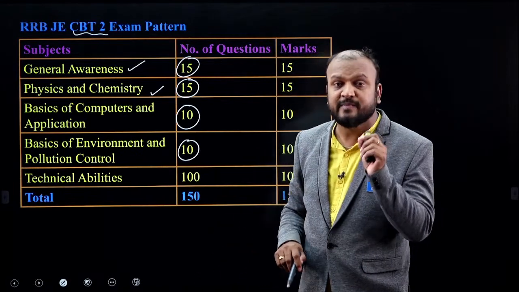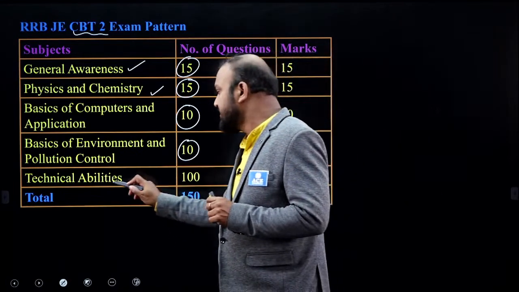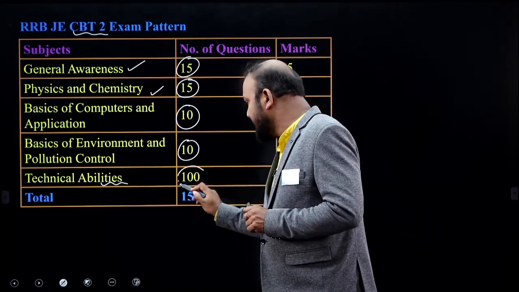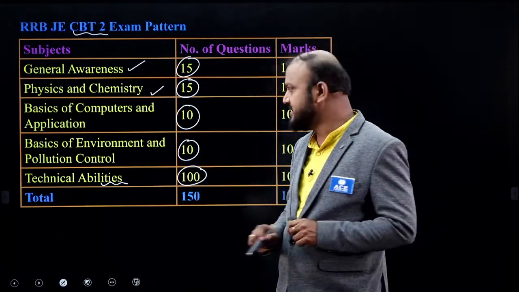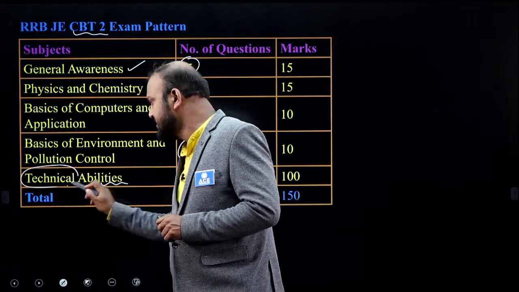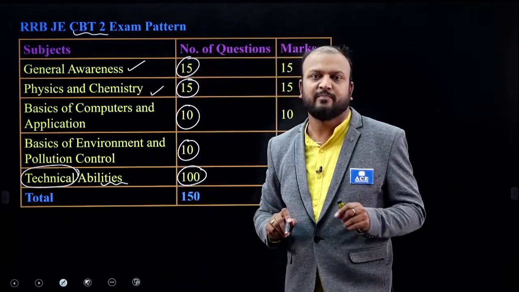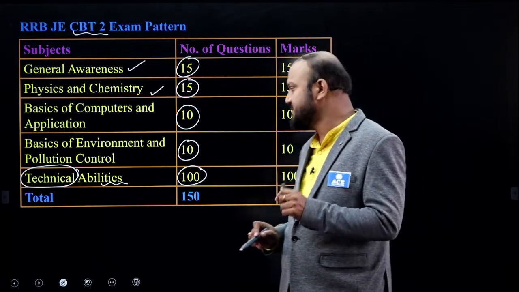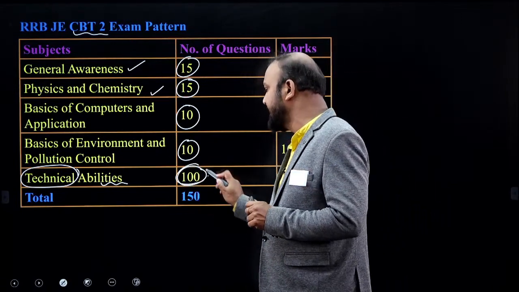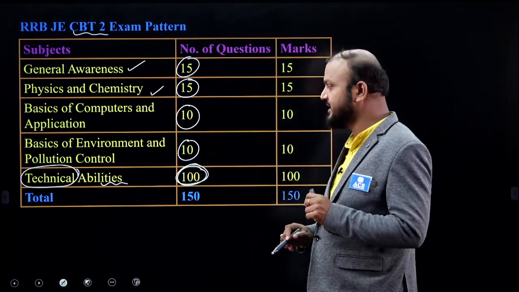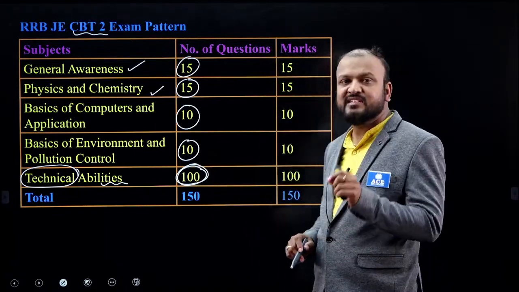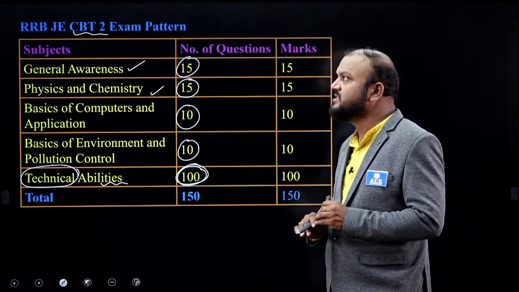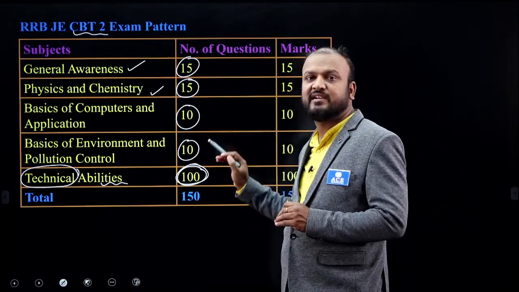And the stream specific part. Here, for computer science people, there are totally 100 questions. This is completely technical ability. Means computer science people will have computer science subjects, and in stream specific you will get 100 questions, more weightage on technical. Means RRB JE CBT 1 is more of general and RRB JE CBT 2 is general plus technical.